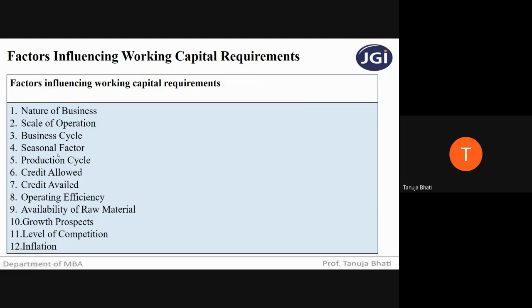Next is seasonal factor. As we know, some goods are demanded throughout the year, whereas there are some goods which are demanded only during certain seasons. So goods which have uniform demand throughout the year, their production will be uniform throughout the year, their sales will be uniform throughout the year, and they will need very less working capital.